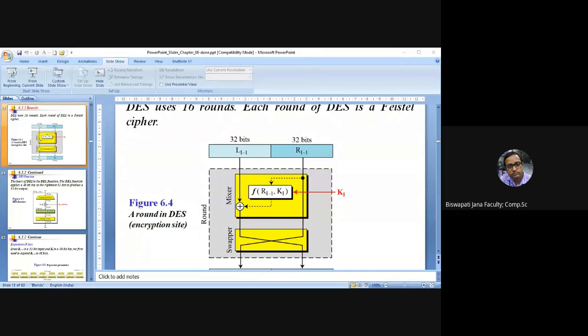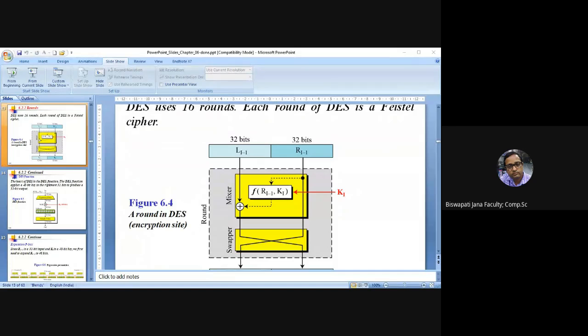The DES function applies a 48-bit key to the rightmost 32 bits to produce a 32-bit output. So this f of R and K1 is called the function of DES, and this is the heart of the DES. And then how is this operation performed, what things are done in this function part? So I am coming to this explanation.